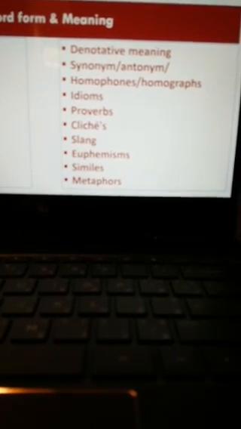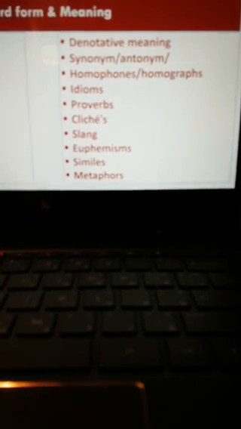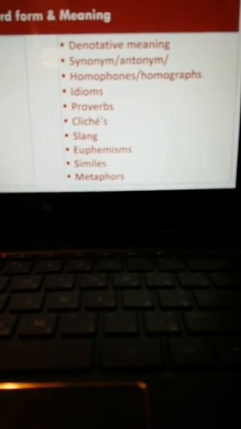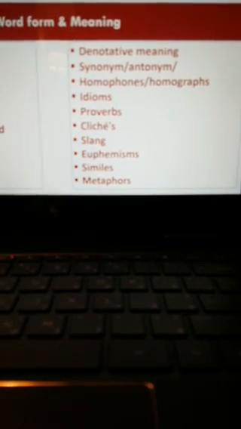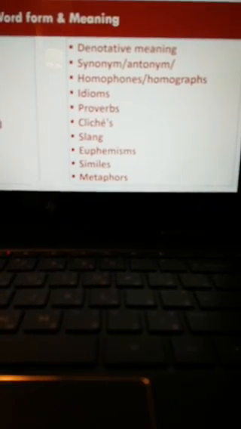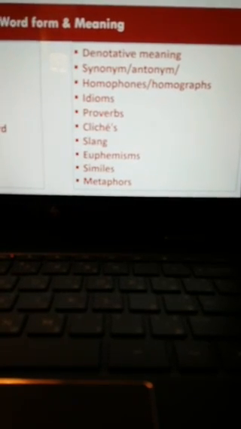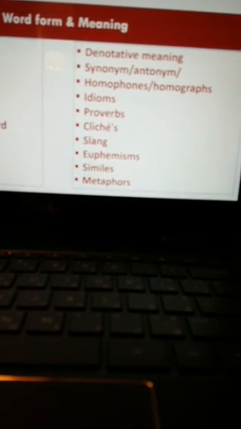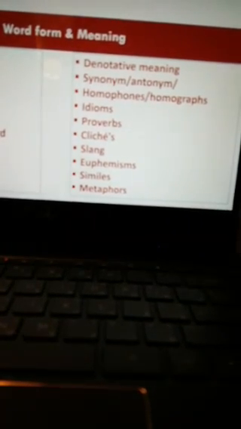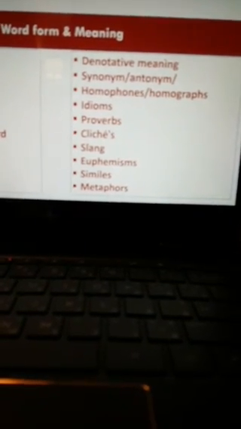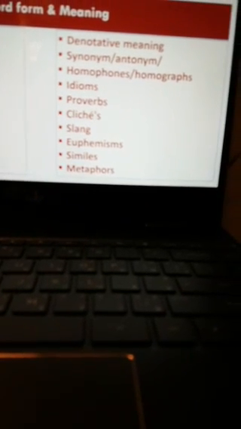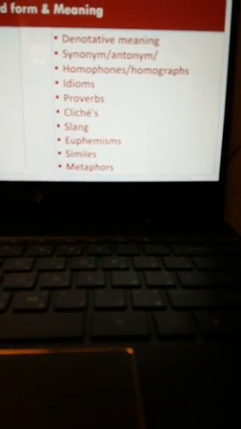Now, when we talk about word meaning, we mean a word can have, of course, all words have a denotative meaning. Denotative meaning is the lexical meaning, the dictionary meaning. We also have a connotative meaning. And this depends on several things, such as the person's experience. Also, its synonyms, antonyms, whether it's a homophone, a homograph, whether it's an idiom, a proverb, a cliche, a slang word, a euphemism, a simile, a metaphor. So these are all related to meaning.